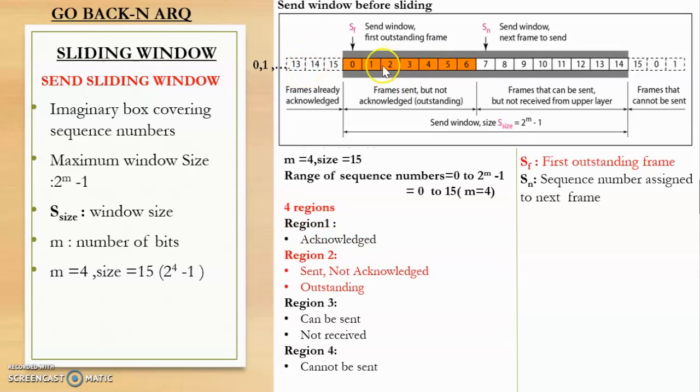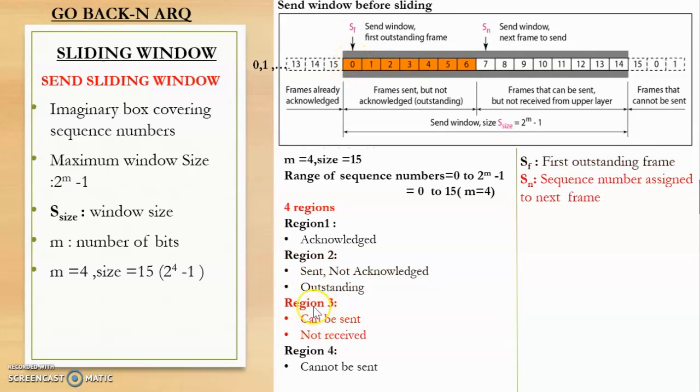The second region, which is colored in orange, is a part of the window. So these are the sequence numbers of the frames that are sent, but the receiver has not sent an acknowledgement for these frames. So these frames are also called outstanding frames. Also the first outstanding frame is denoted by a variable SF. So over here in this figure, this is the first outstanding frame, that is a frame with sequence number 0.